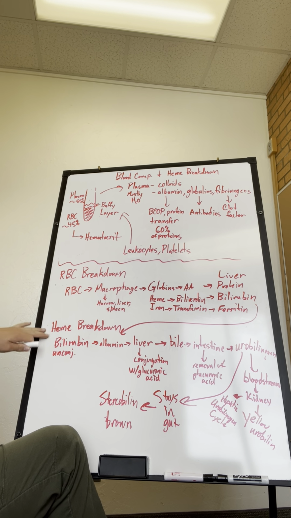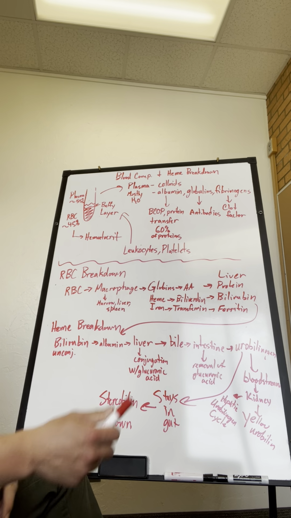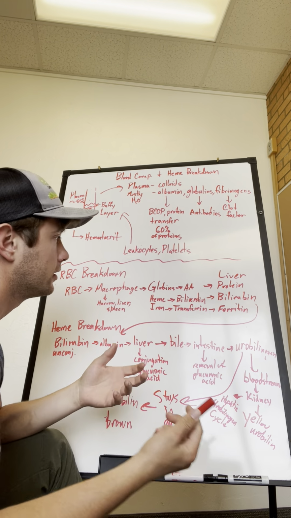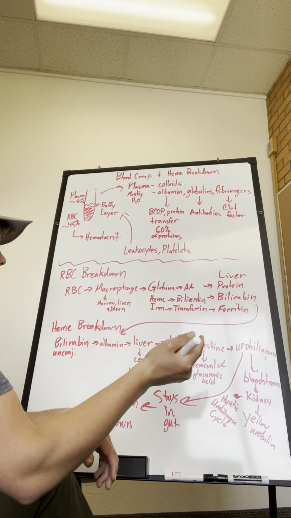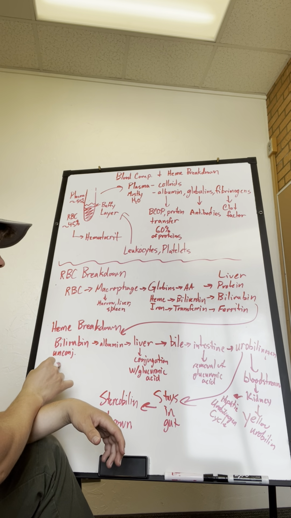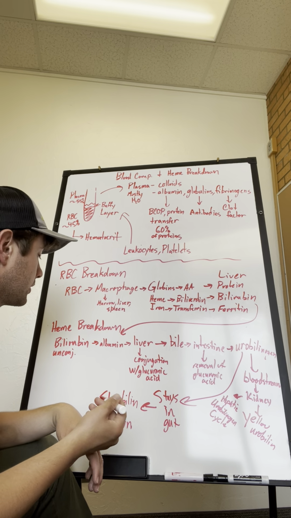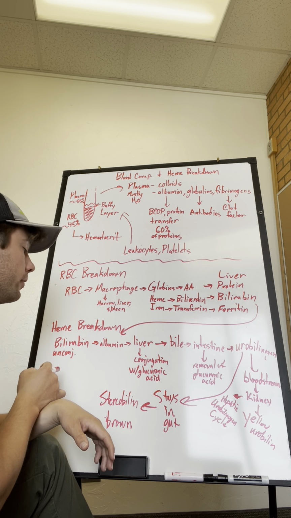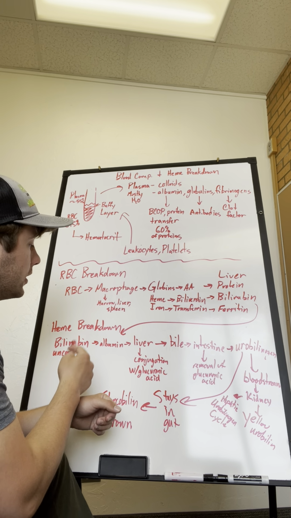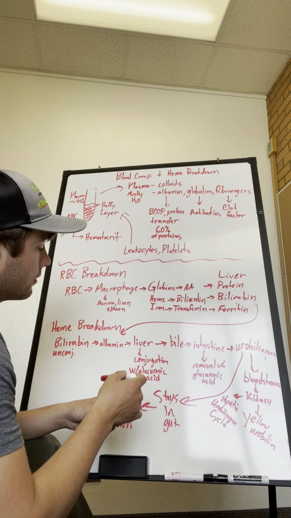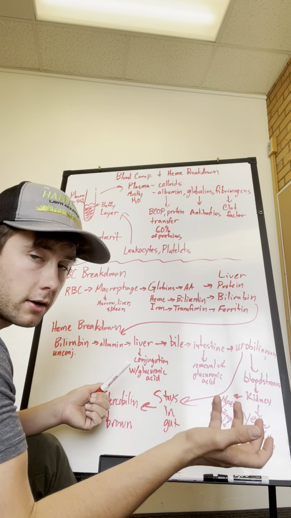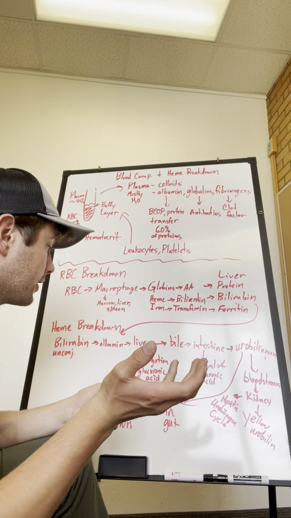Let's look at your heme breakdown. As mentioned before, we had bilirubin in the liver. That's now going to be unconjugated and released from the liver, and it's going to hit albumin. As mentioned before, that's a transfer protein for bilirubin. Bilirubin will hit the liver, wherein it will become conjugated with glucuronic acid.